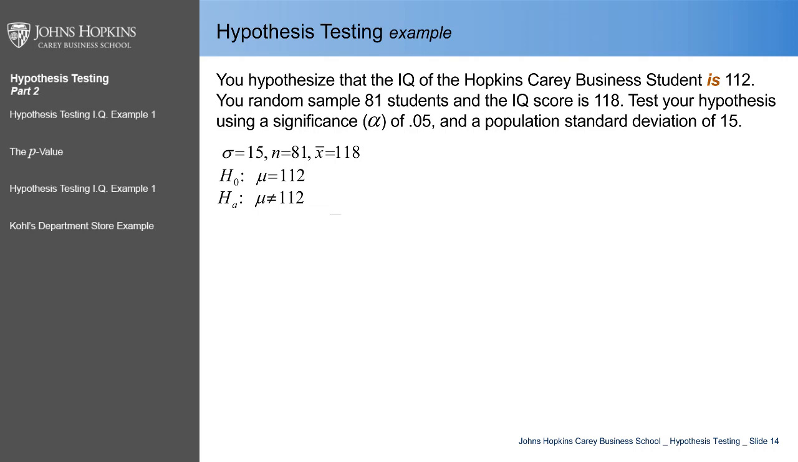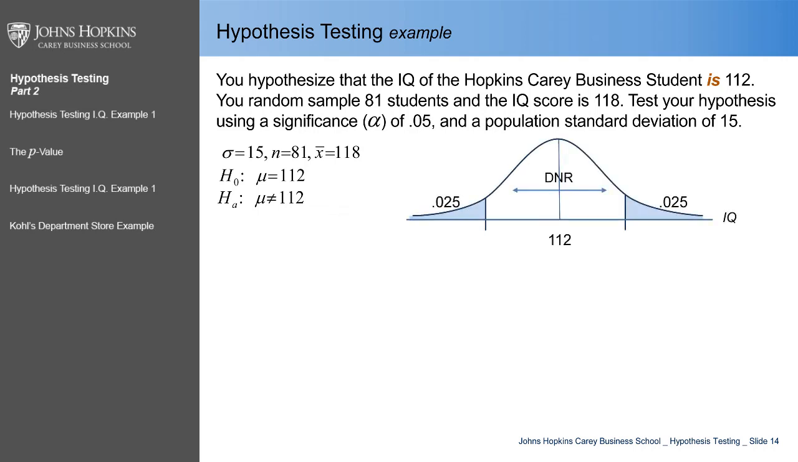Let's do our diagram, and we'll indicate that the rejection areas are determined by our alpha value, 0.05. Since it's an equality, it is a two-tailed test, and we split that significance between the two tails. So we have 0.025 area in each of the tails.